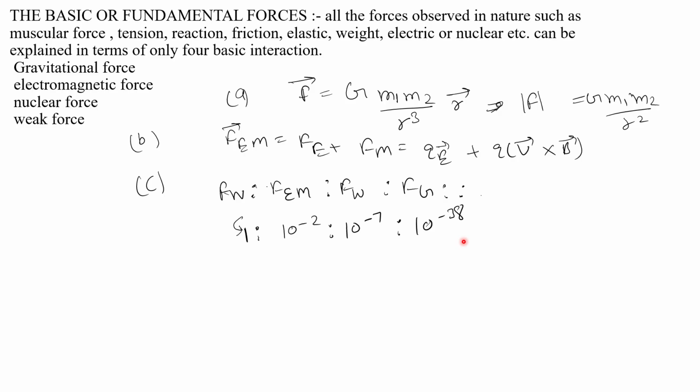The range of weak forces is very small, in fact much smaller than the size of a proton or a neutron. It has been found that two protons are at a distance of 1 Fermi. This is the range of the weak force. The ratio of the strengths of the weak force, electromagnetic force, and nuclear force is this.